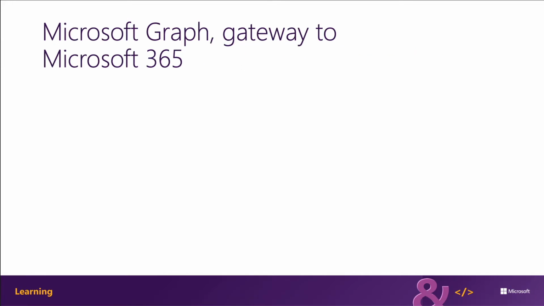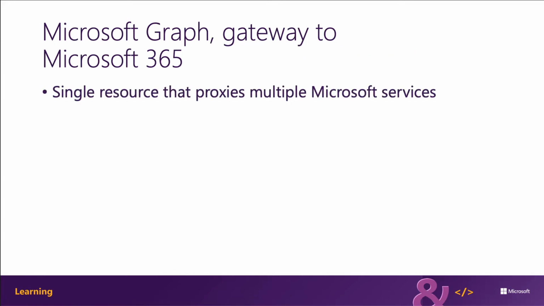One of the benefits of Microsoft Graph is that it serves as a proxy endpoint to all of these other services. Microsoft Graph encompasses things such as Office 365, Windows 10, Enterprise Mobility, and Security, and it brings all of these different services under one unified endpoint, graph.microsoft.com.